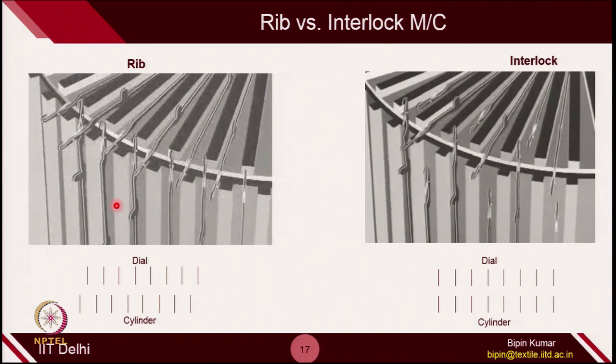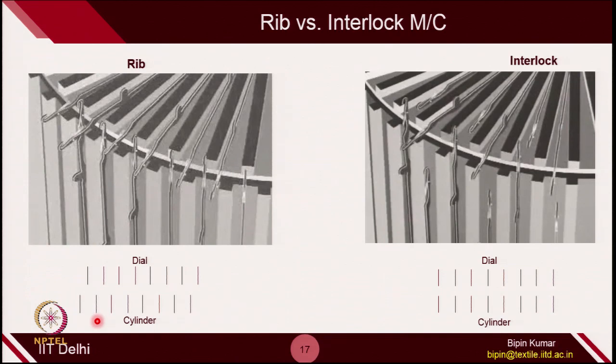So cylinder and dial are not facing each other, the bed are actually laterally shifted by half pitch with the opposite bed. But in case of interlock machine, both dial and cylinder are facing each other. So you can see here when this cylinder needles is going top, the dial is actually not doing anything. So this is some of the subtle difference between these two types of machine.